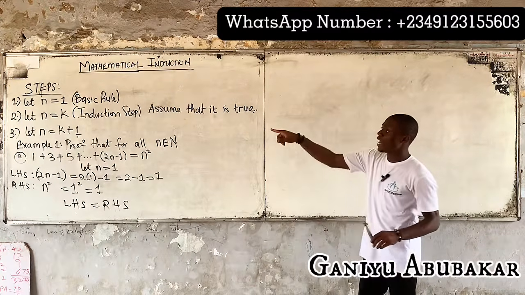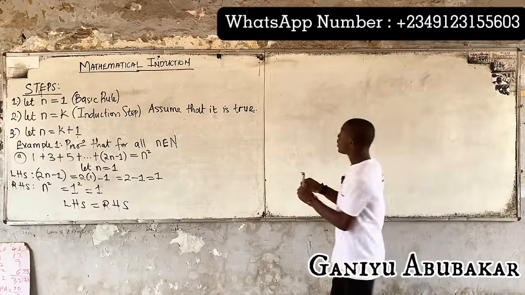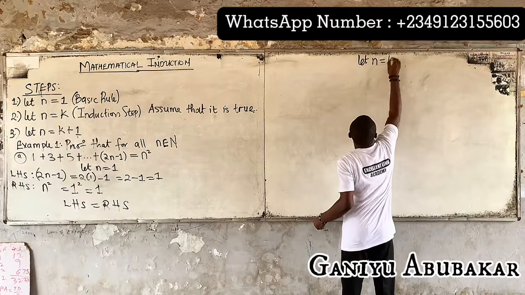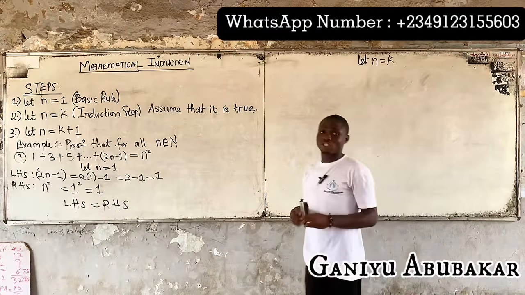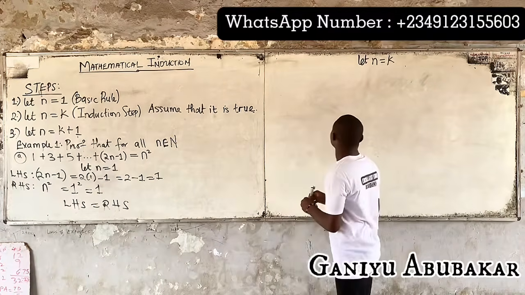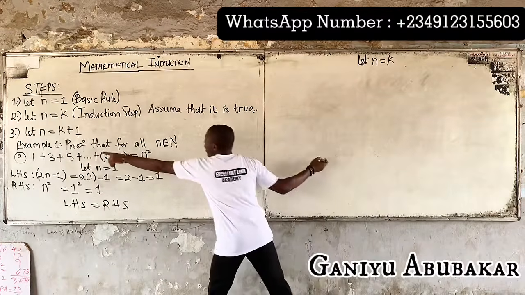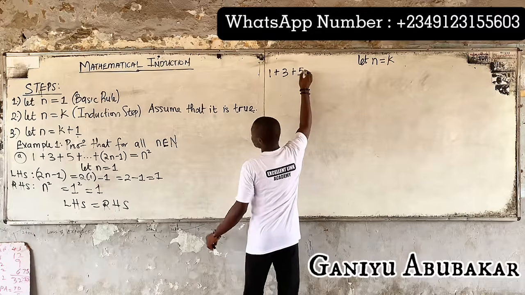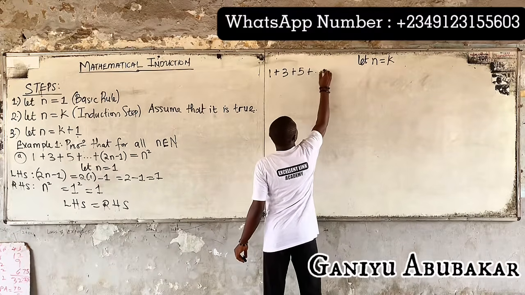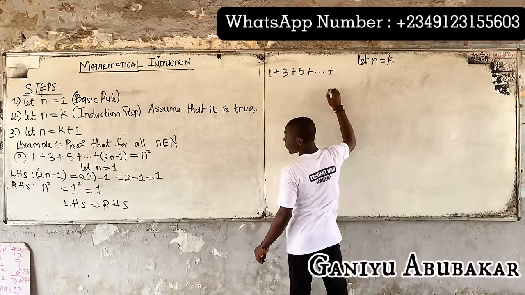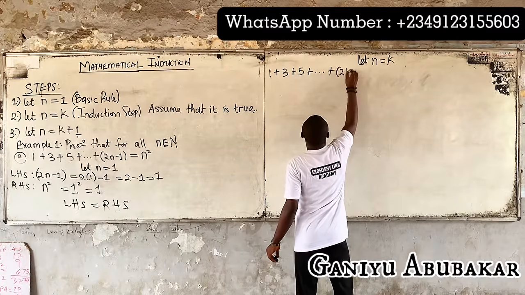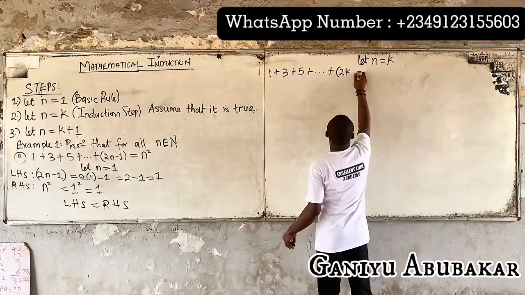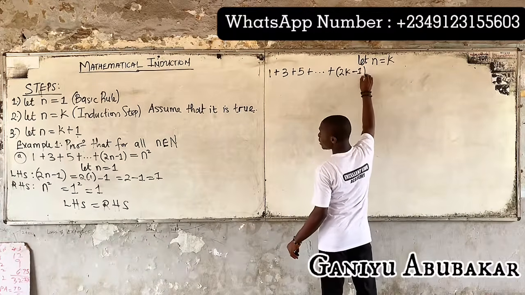What's the next step? We said let n be k, and we assume that it is true. So from there, go back to your question: 1 plus 3 plus 5 plus dot dot dot plus 2k minus 1. We said let n be k. That becomes 2k minus 1.